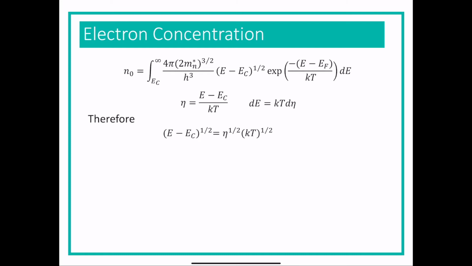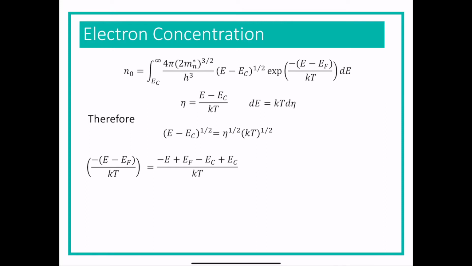Anyway, so we're going to go ahead and substitute in this new variable, and when we do that, we get E minus EC to the 1/2 is going to be equal to eta to the 1/2 KT to the 1/2. Which means we take E minus EF over KT, and that's going to be minus E plus EF. I'm looking at two different slides at once. There we go. That has all that mess: E minus EF minus EC plus EC over KT.